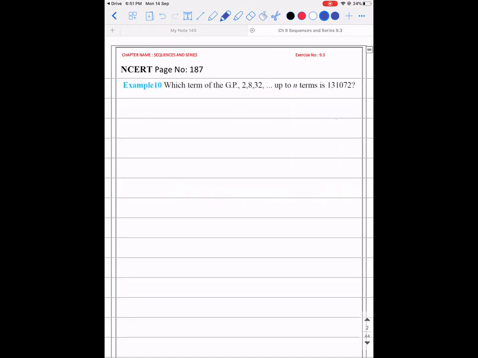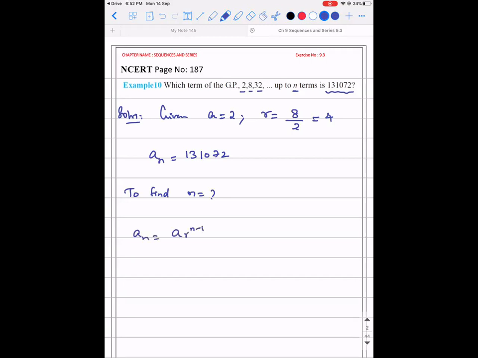Which term of GP 2, 8, 32 up to n terms is 131072? So solution is: given A is 2, R is 8 by 2, that is 4, and AN is equal to 131072. What is to find? N is equal to what? So AN will be equal to AR power n minus 1. A is 2, R is 4, power n minus 1 is 131072.